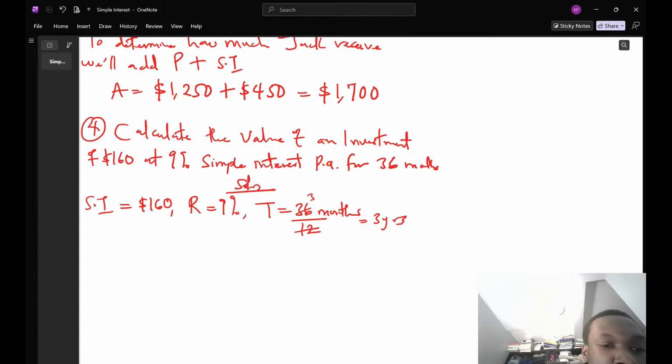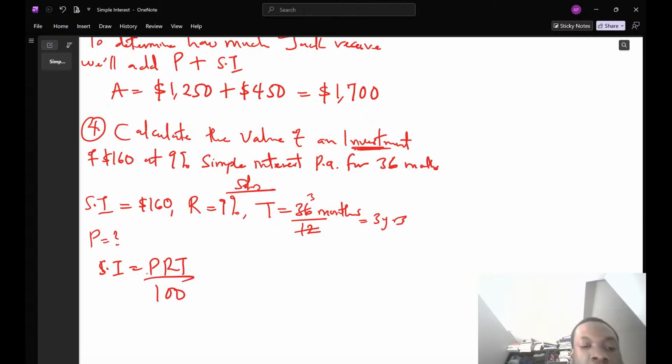We have to look for the principal. Okay. We've been given the simple interest already. So I told you that whenever we have to find investment, we have to find the principal. So now we know that SI is equal to PRT over 100, but we have to find P. So in this case, let's make P the subject of the formula.